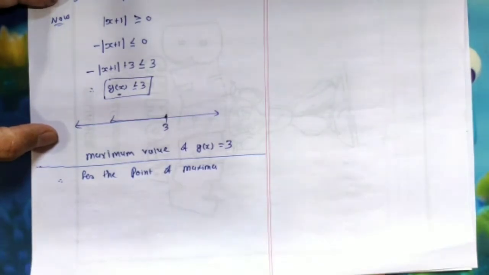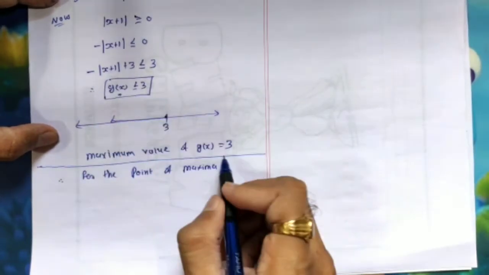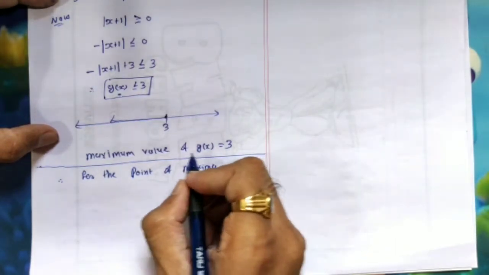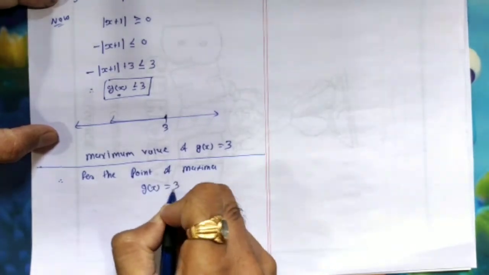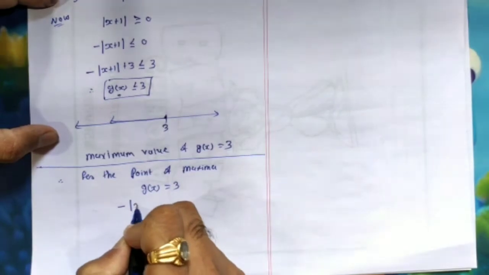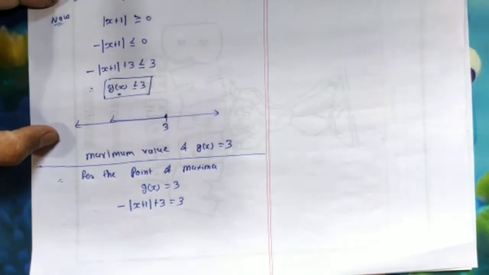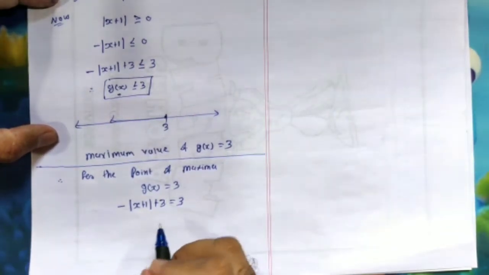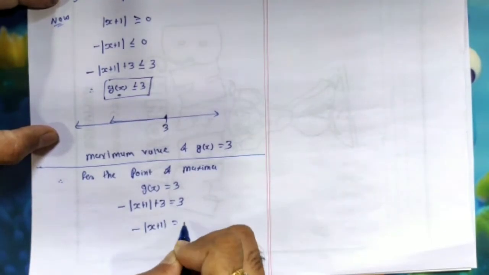For the point of maxima, what you have to do? You have to compare the function at which it is attaining the maximum value. So the function is attaining the maximum value 3. So g of x is 3. g of x is minus mod of x plus 1 plus 3 equal to 3. This is the equation. Take this 3 to the right hand side, it will be 0. So minus mod of x plus 1 equal to 0.